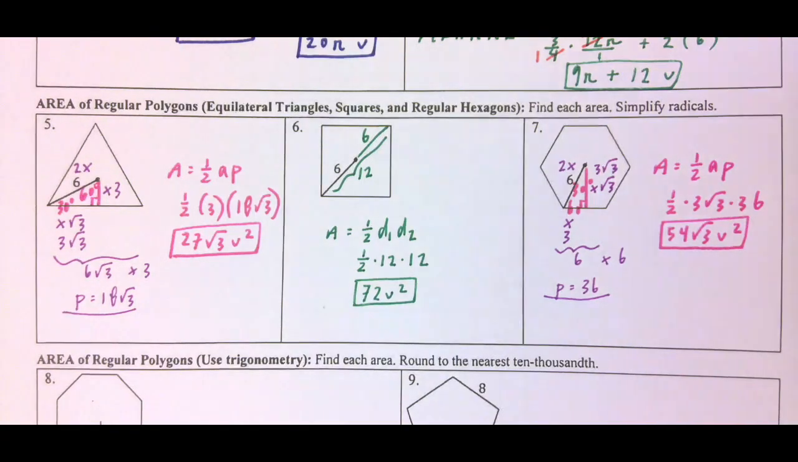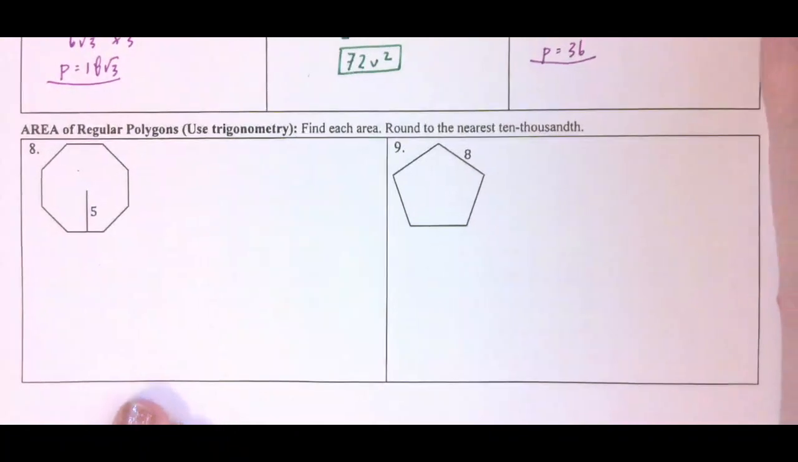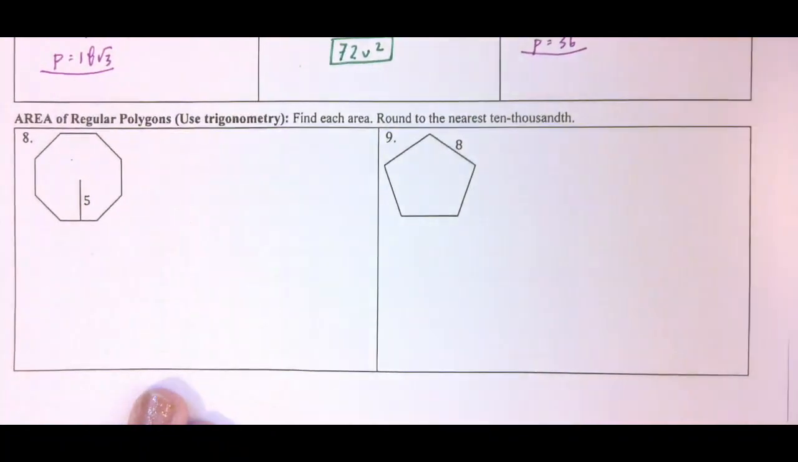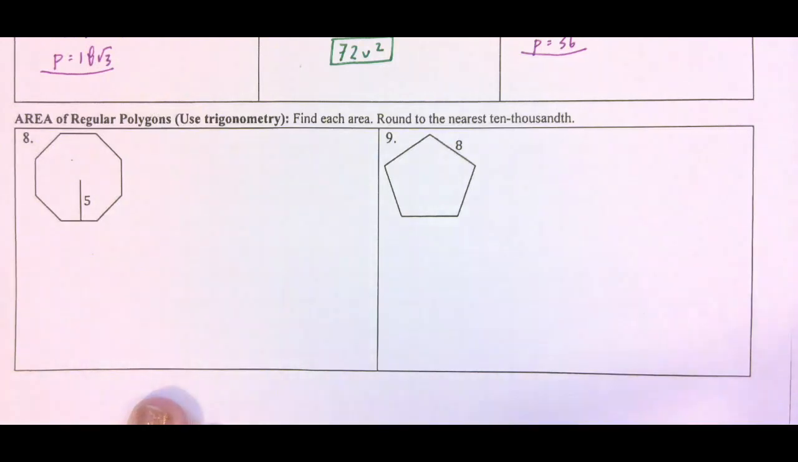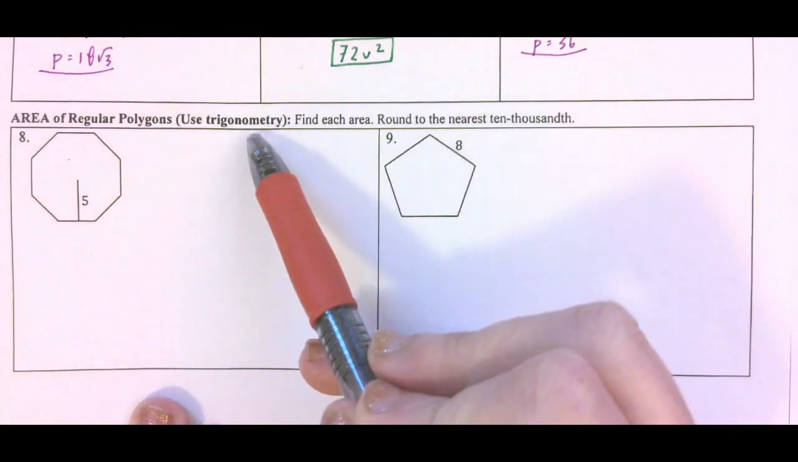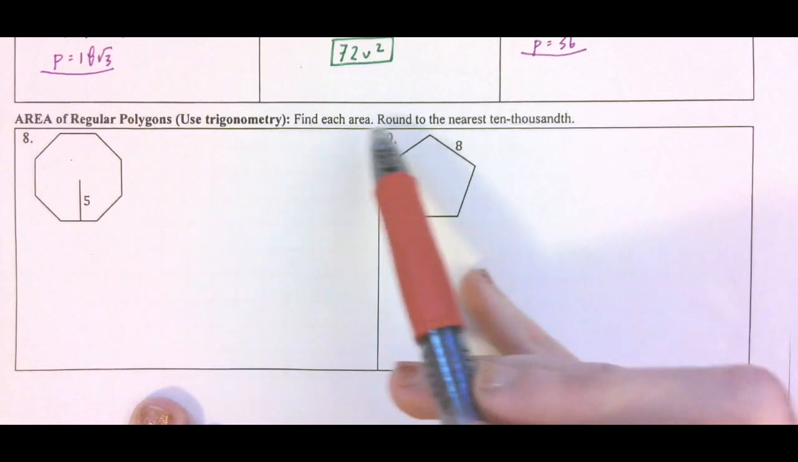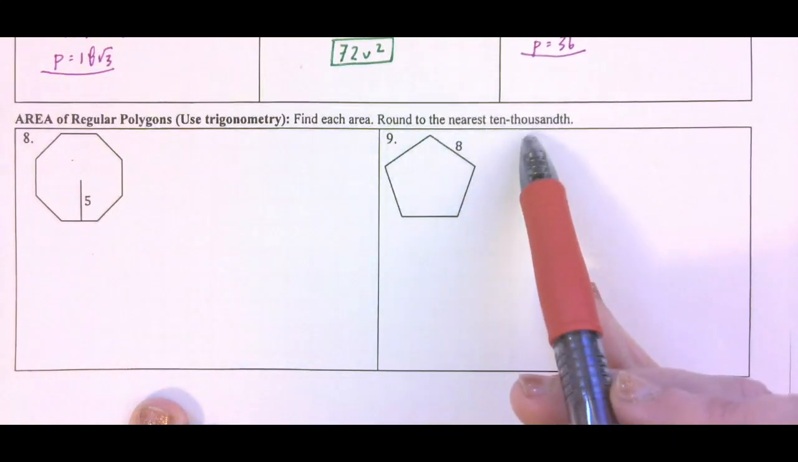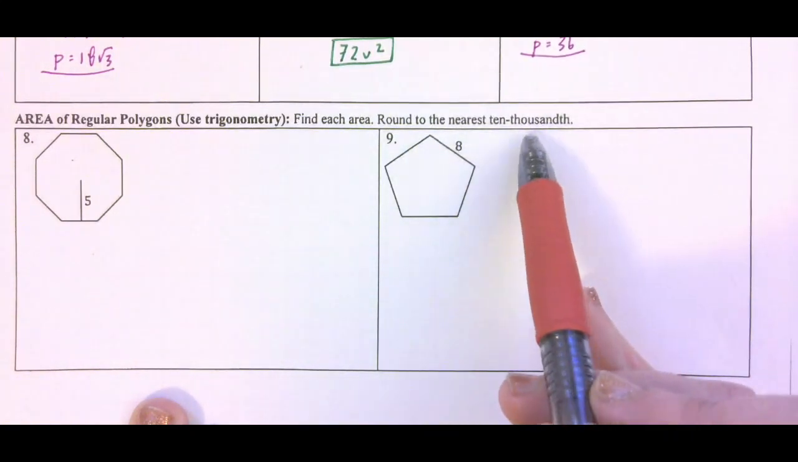All right, next up, 2 more regular polygons, but these ones do not have that special right triangle embedded within them. So I'm telling you, we need to use trigonometry. Find each area, round to the nearest 10,000th. So I want 4 decimal spots.